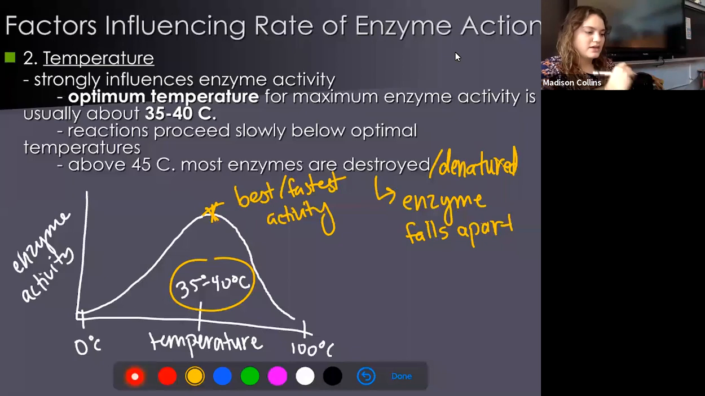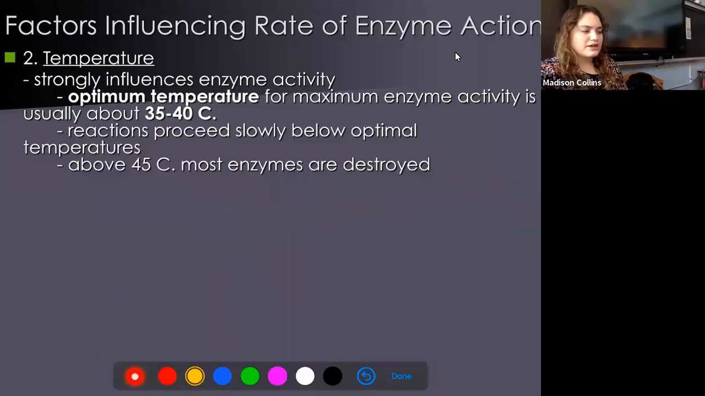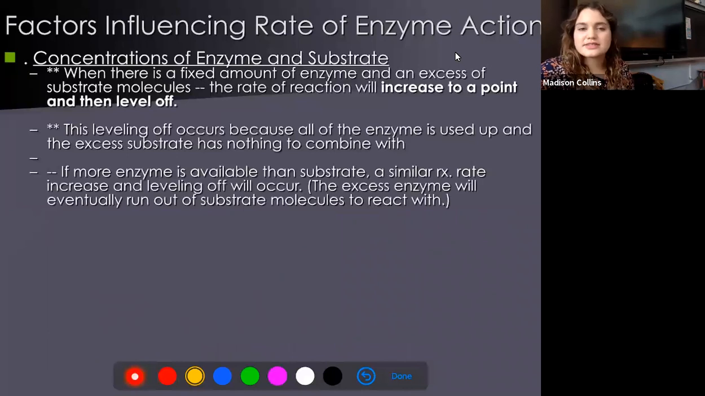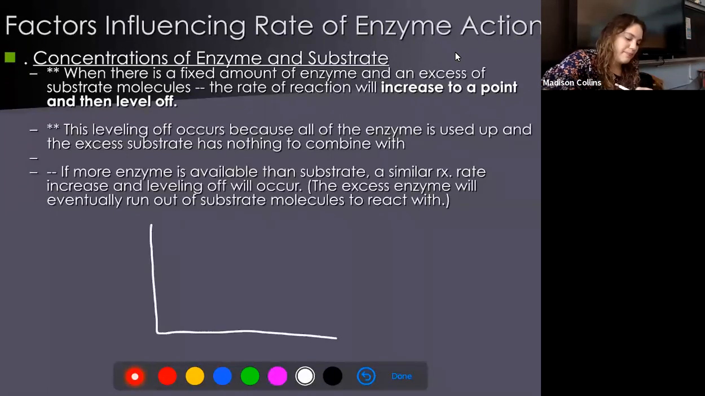All right. And the third factor that influences the rate of enzyme activity is actually not on your paper. So you don't need to write this down, but it is something you need to be aware of. And that is the concentration of enzymes and substrates. So when there is a fixed amount of enzyme and an excess of substrate molecules, the rate of reaction is going to increase to a certain point and then level off. So this leveling off occurs because all the enzyme is used up and the extra substrate has nothing to combine with. So I'll show you guys what that looks like on a graph.